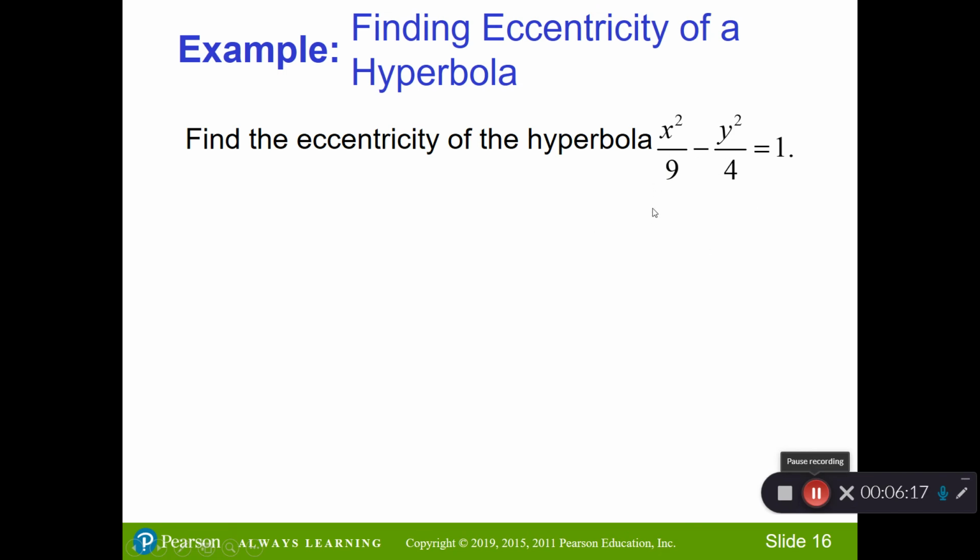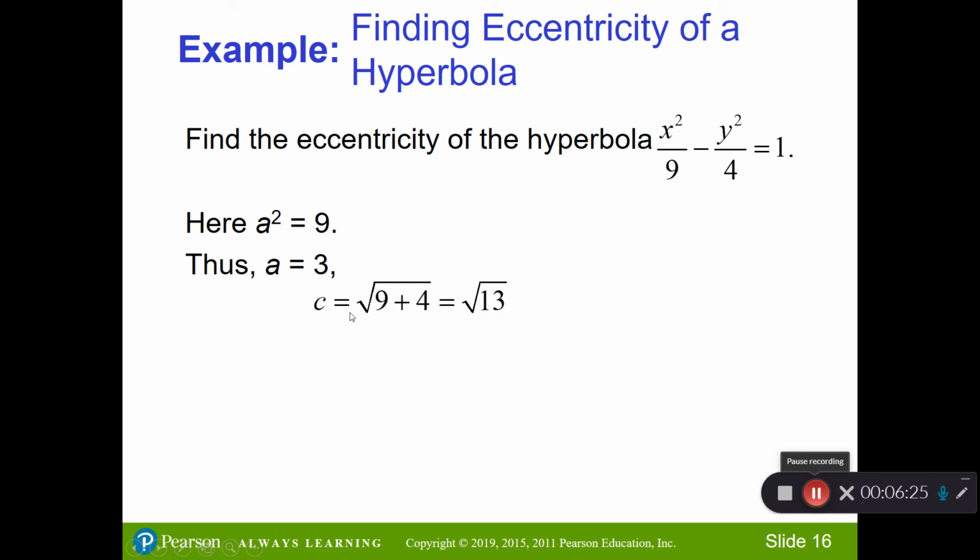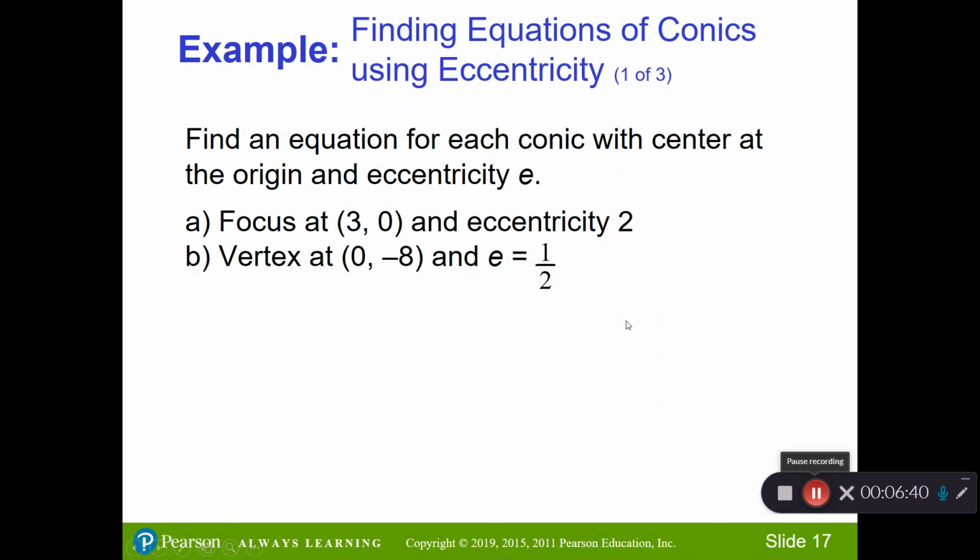All right, so I want the eccentricity of this hyperbola. So my a squared is a 9, and so a would be a 3. Find the c by adding the a and the b together, square rooting it. And then c over a would be square root of 13 over 3, so 1.2. So this one's going to be fairly close to the transverse axis, 1.2 for the eccentricity.